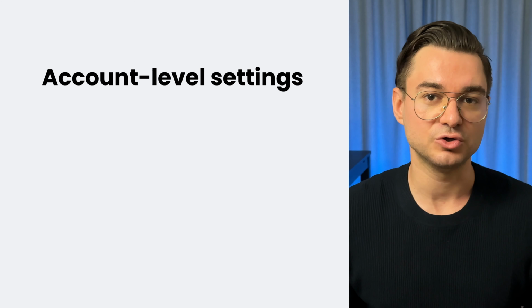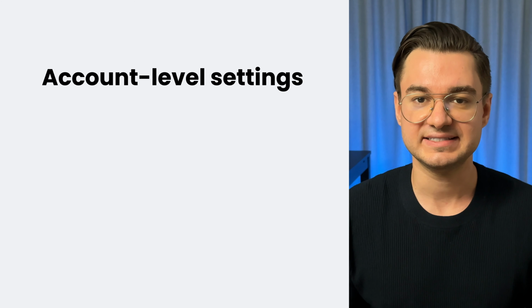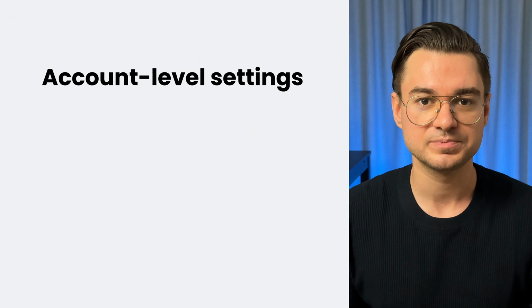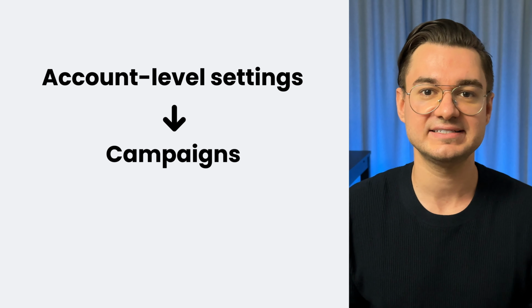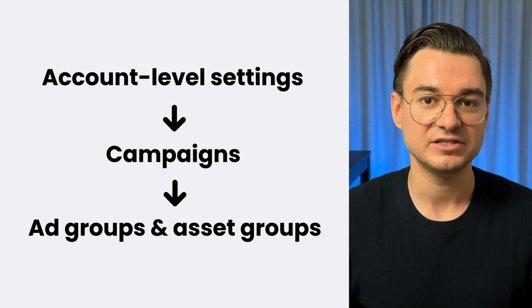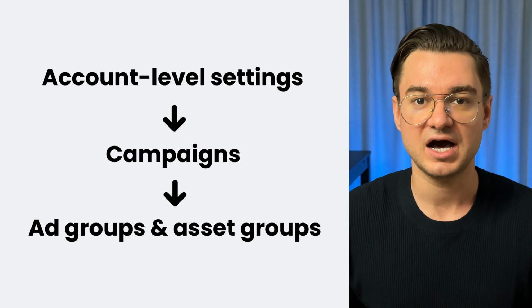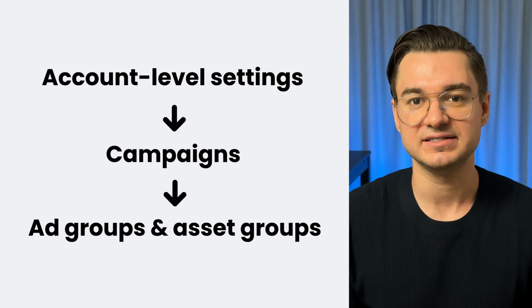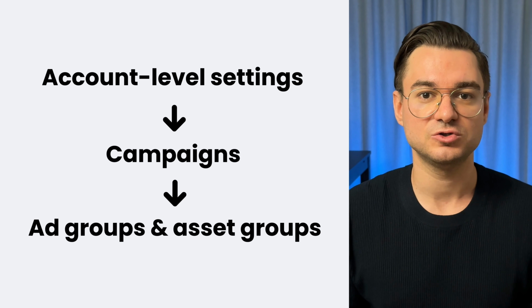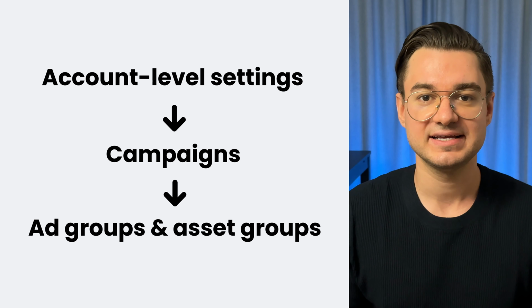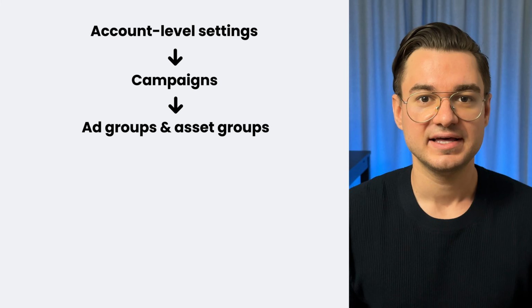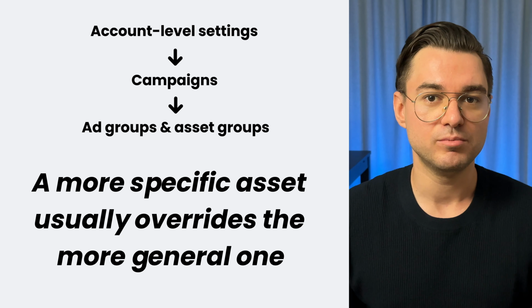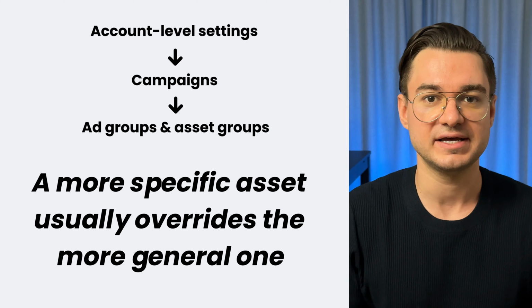So, when you work with a Google Ads account, you have your account level settings at the top, and these settings apply to everything in your account. Your account consists of campaigns with their own campaign level settings, and campaigns consist of ad groups and asset groups, forming the hierarchy of Google Ads. Ad assets follow a similar hierarchy. This means that Google Ads allows you to add assets at the account, campaign, and ad group or asset group levels. For most assets, the primary principle is that a more specific asset overrides a more general one.